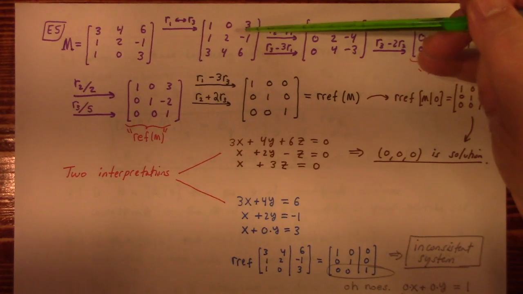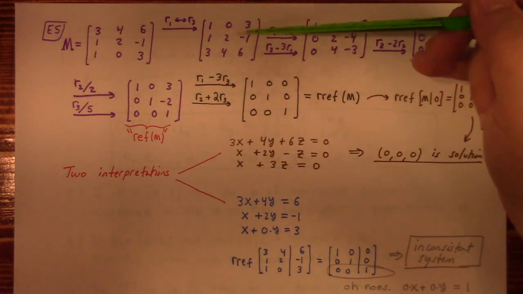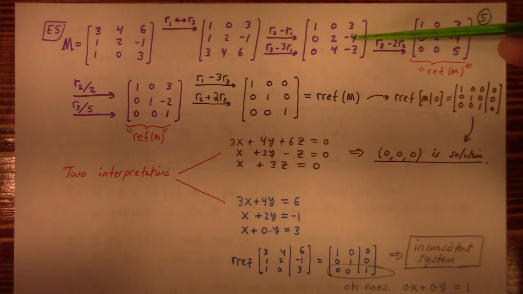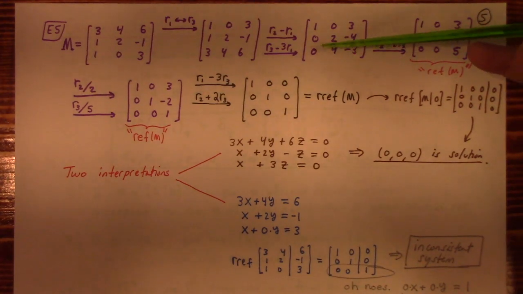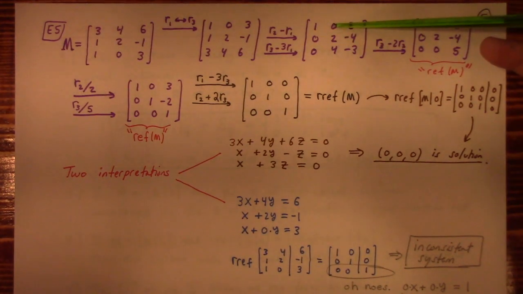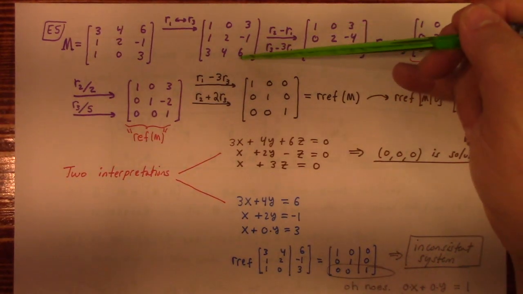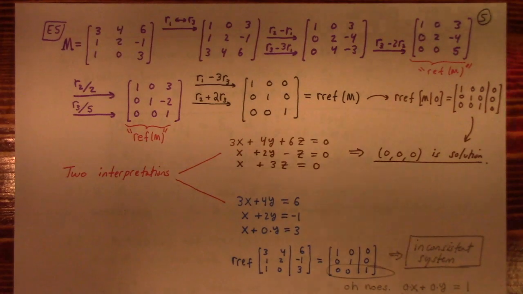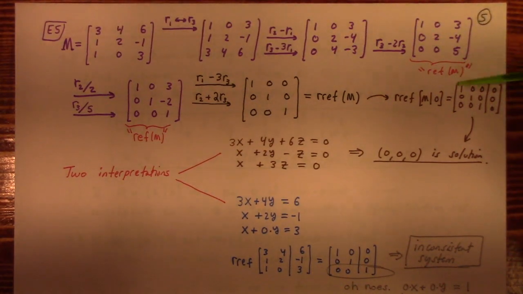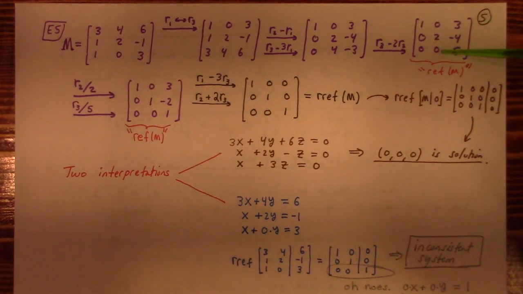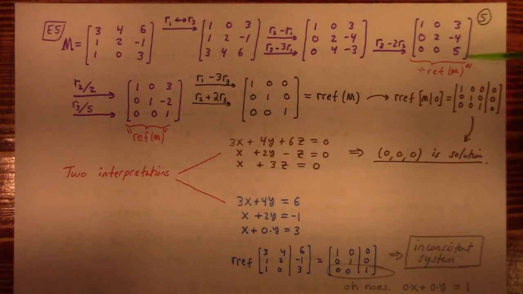Row 2 minus row 1: 1 minus 1 is 0, 2 minus 0 is 2, minus 1 minus 3 is minus 4. That's why I got this minus 4 here. And then row 3 minus 3 row 1, so again nothing happens because there's a 0 here, but this minus 3 row 1 makes minus 9, so 6 minus 9 gives me minus 3. And then rather than waiting, I just went ahead and cleared out this one by adding minus 2 times row 2 to row 3, which gets me to this.